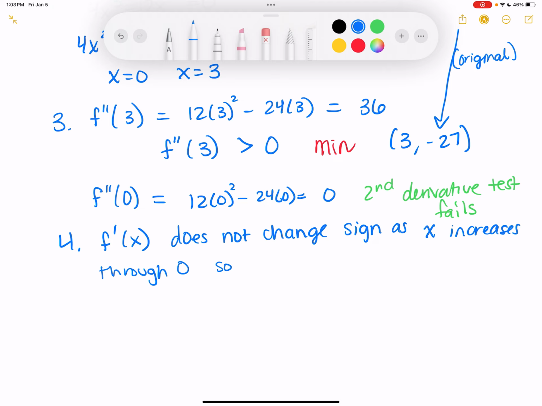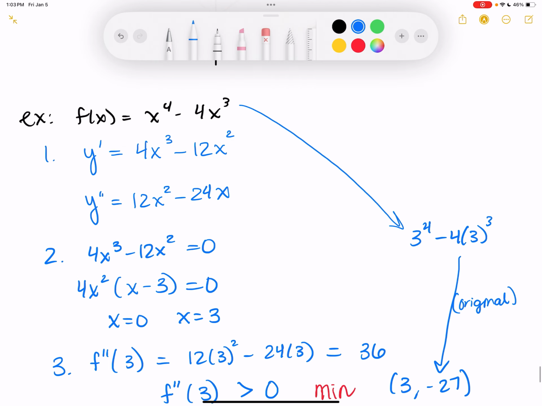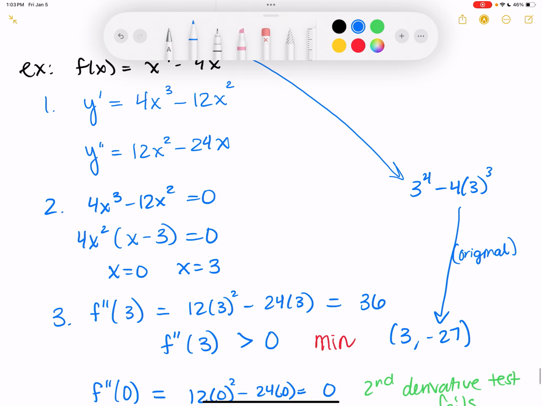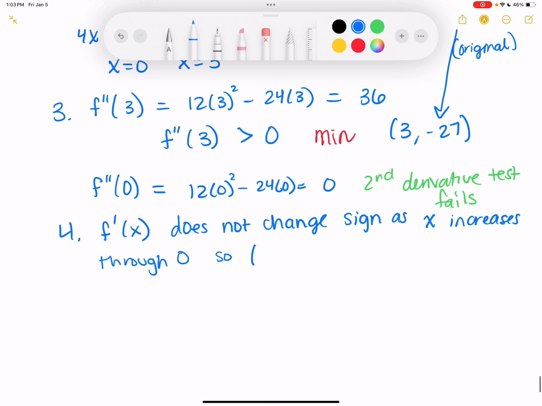If we plug 0 into the original, we get 0, so that means the point (0, 0) is neither a max nor a min.